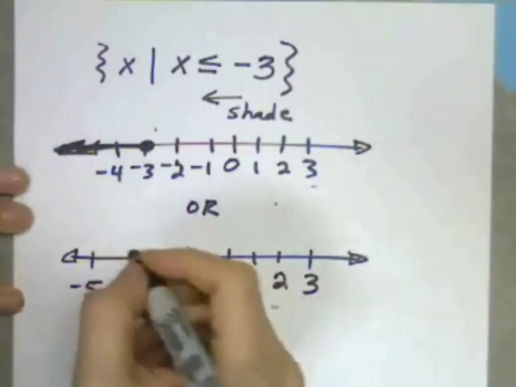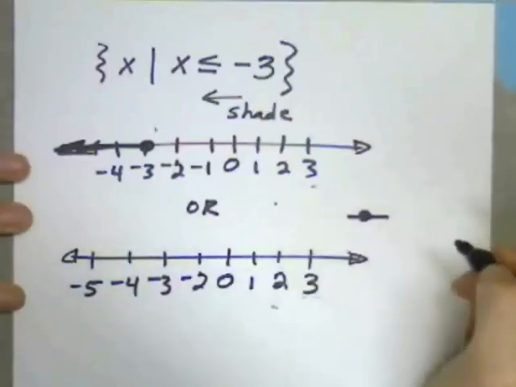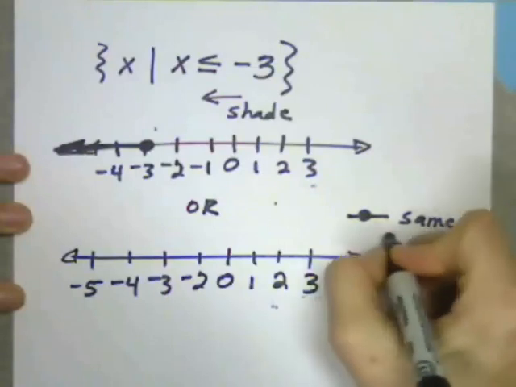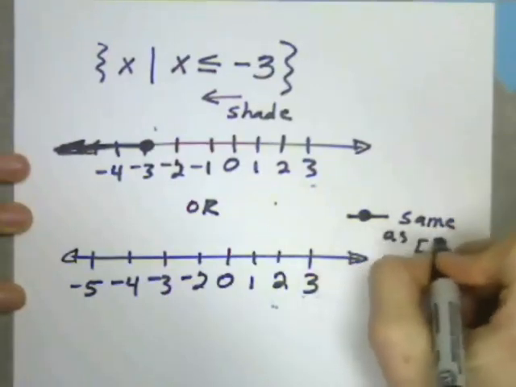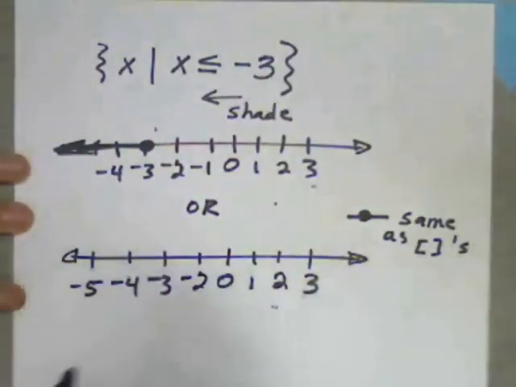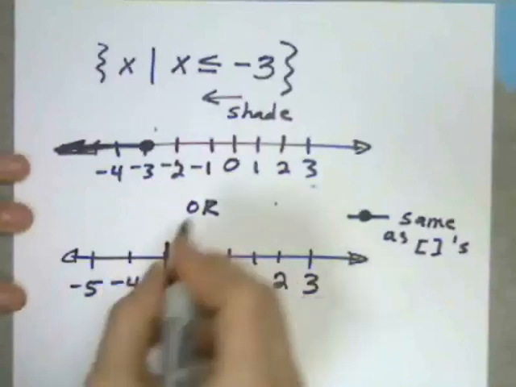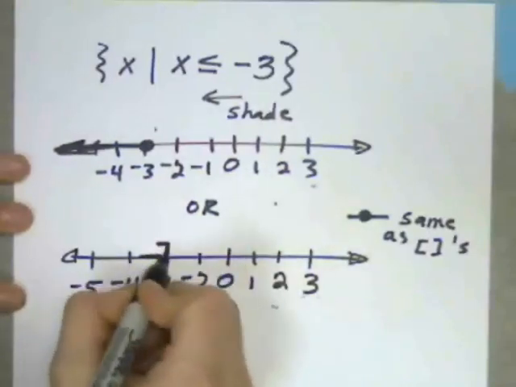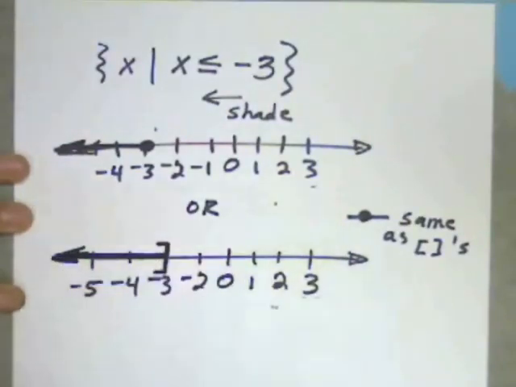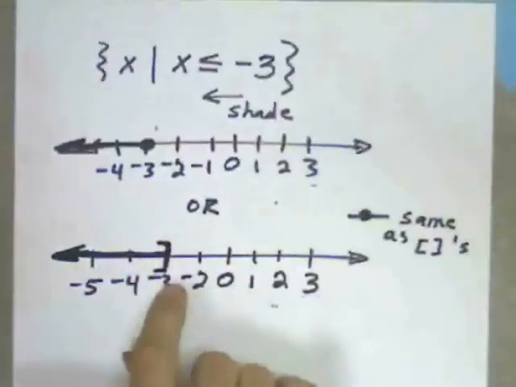So I could have said, okay, well, the closed dot is the same as using those. And remember, we open them up in the direction of coloring. So when I went to my -3, I'm going to open it this way because that's the way I'm coloring. Again, use whichever one makes you the most comfortable. When you check in the back of the book, you'll see this.